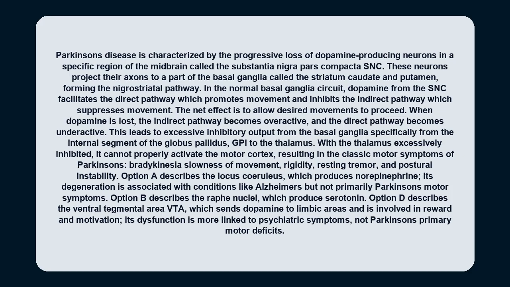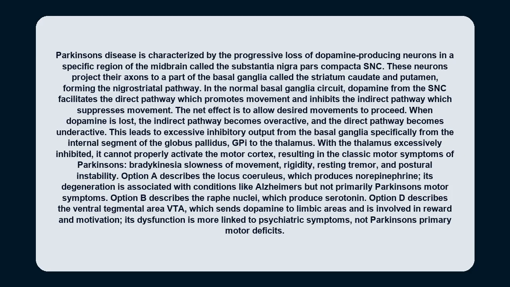The net effect is to allow desired movements to proceed. When dopamine is lost, the indirect pathway becomes overactive, and the direct pathway becomes underactive. This leads to excessive inhibitory output from the basal ganglia, specifically from the internal segment of the globus pallidus, GPi, to the thalamus. With the thalamus excessively inhibited, it cannot properly activate the motor cortex, resulting in the classic motor symptoms of Parkinson's: bradykinesia, slowness of movement, rigidity, resting tremor, and postural instability.